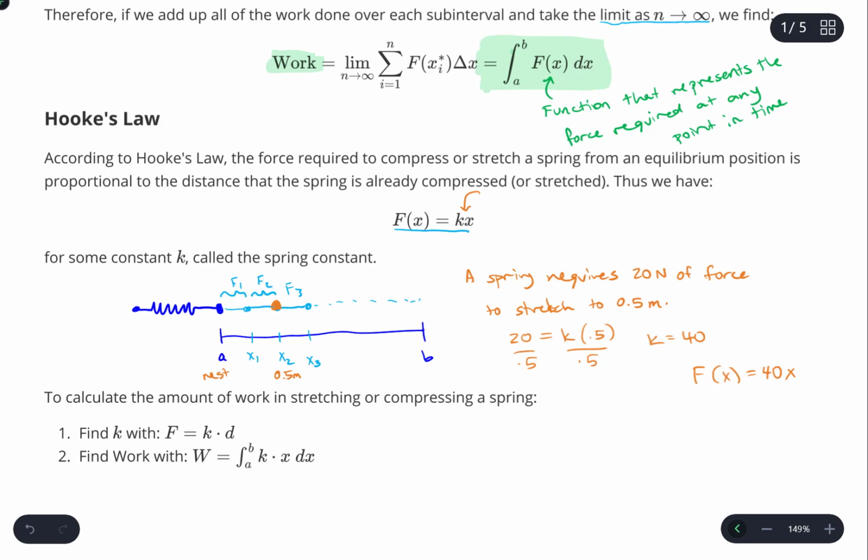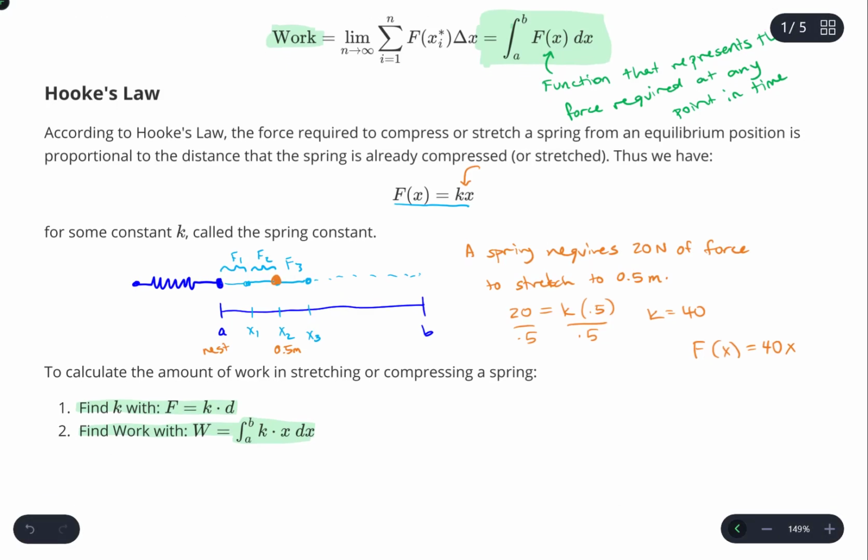It is possible that a problem might just give you the spring constant to start with, but very often you'll have to first calculate the spring constant. You'll find that using the same formula, from just one point in time. And then you'll calculate the total amount of work using the integral stated above. Now that we have f of x, which is k times x, we can integrate and get our answer. So let's see how this is all done with an example problem.